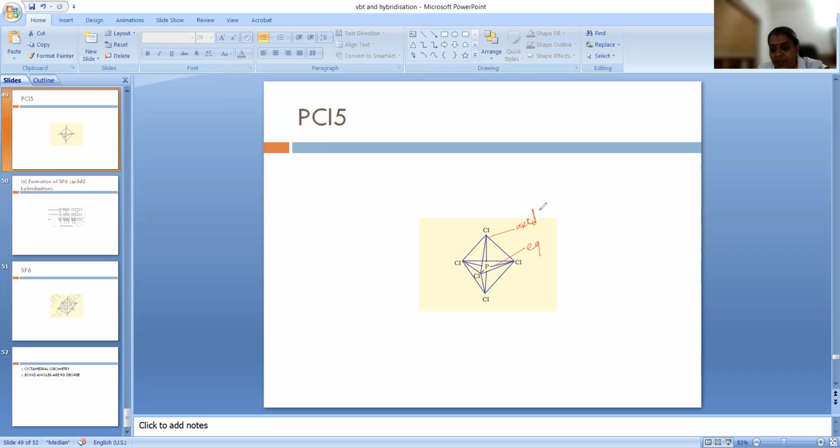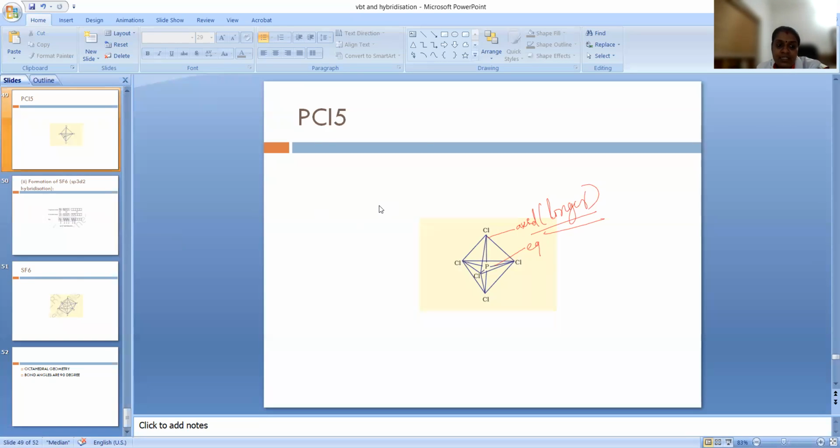Axial bonds will be longer. We discussed this before. What is the reason? Axial bonds should be longer than equatorial, because in the equatorial position more bond repulsion is there. So in order to avoid that, it moves away from the equatorial position. That is why it is longer.